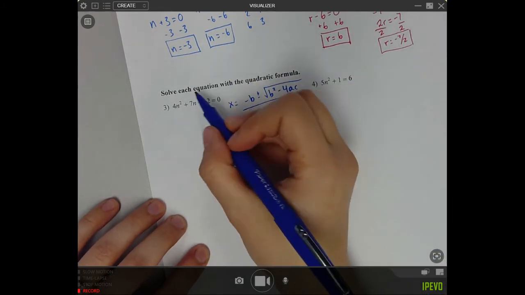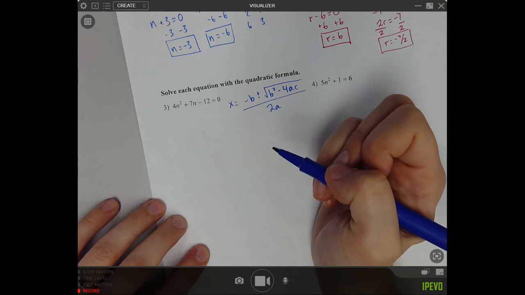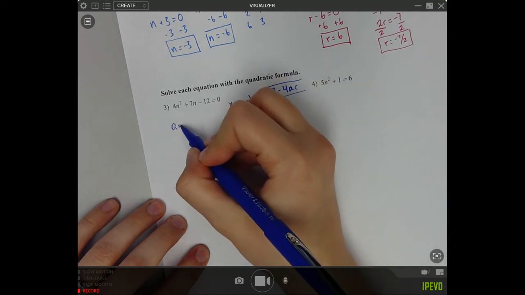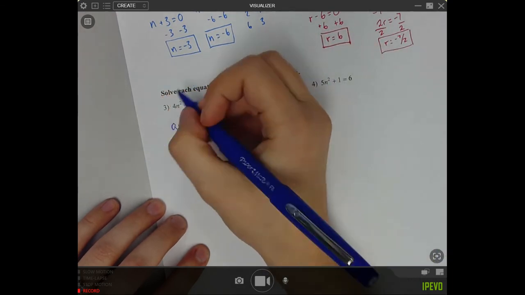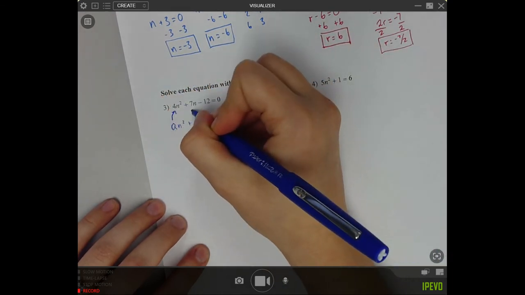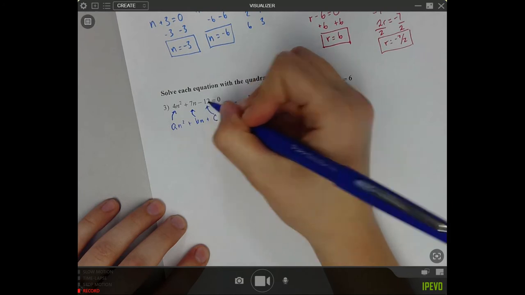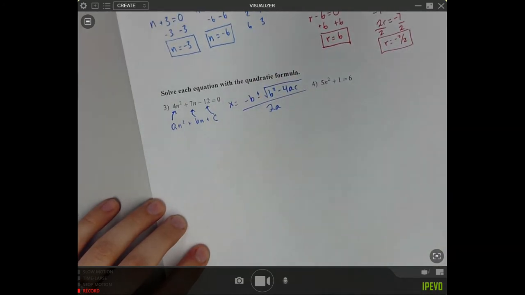So remember, when we have an equation written in standard form, we have a n squared plus b n plus c. So then our a is going to be this 4, b is going to be 7, and c is going to equal negative 12. So I'm just going to rewrite those things just so it's clear.